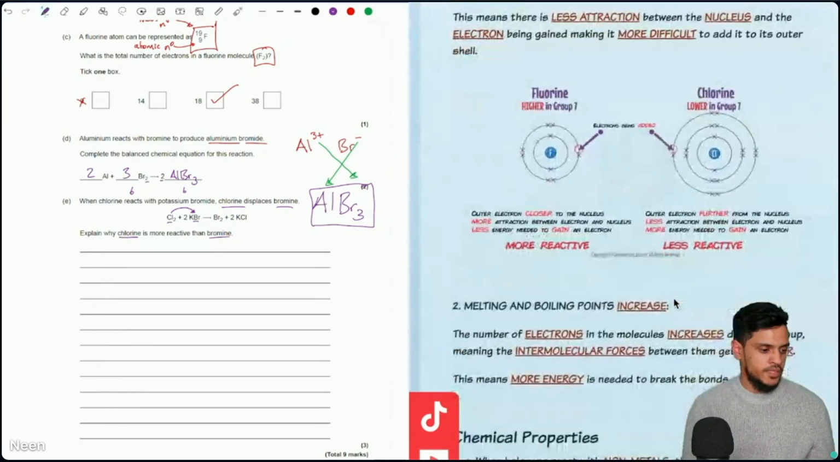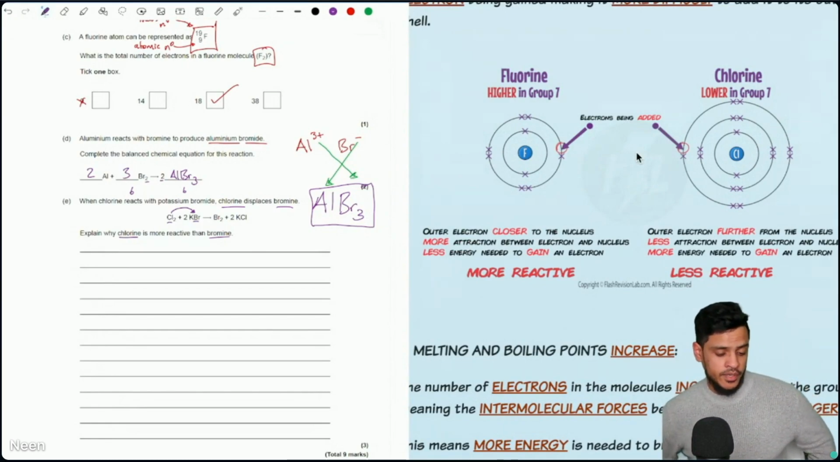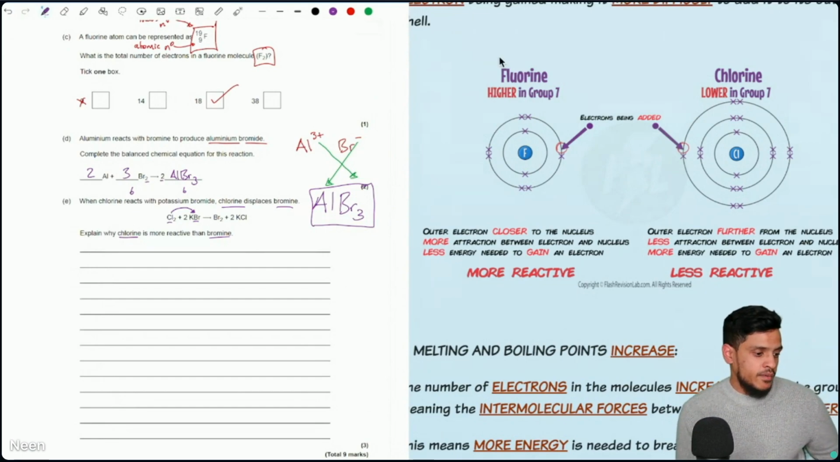Here we've got an explanation. In the notes we're looking at fluorine and chlorine. Yeah, well done, Nav. Electron is further from the nucleus in bromine. So in the notes we're looking at fluorine and chlorine, but in the question we're talking about chlorine and bromine. So chlorine is the bigger one. Sorry, chlorine is the smaller one. Bromine is the bigger one.